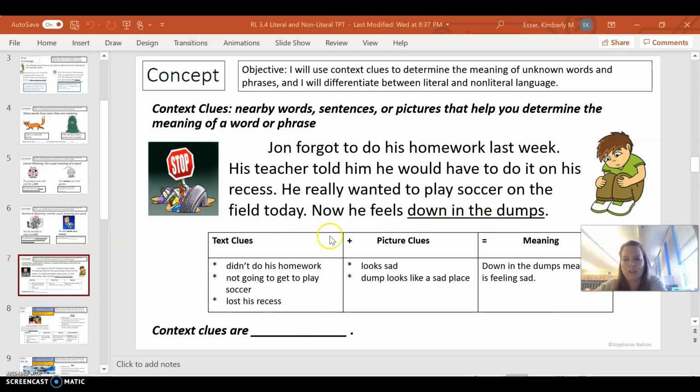So what were some text clues? Well, he didn't do his homework, he's not going to get to play soccer, and he lost his recess. The picture clues, if I look at this, he seems sad. This does not look appetizing, right? So the dump looks like a really sad place. So what do you think down in the dumps means? Well, down in the dumps means that John was feeling sad. So this would be a non-literal statement. All right, let's try another one.